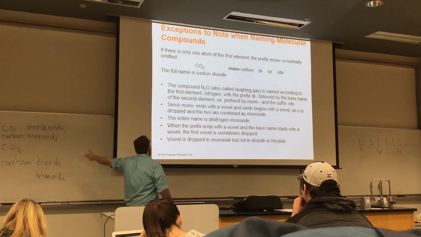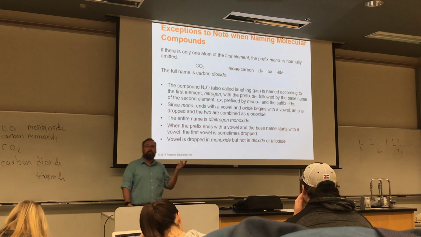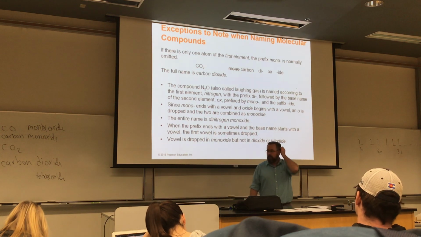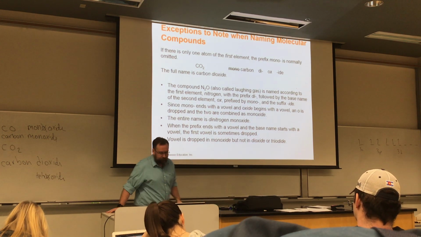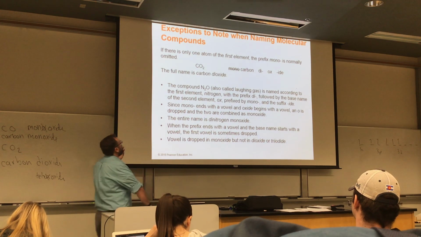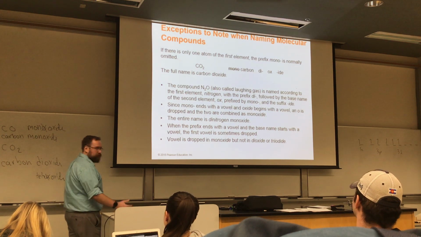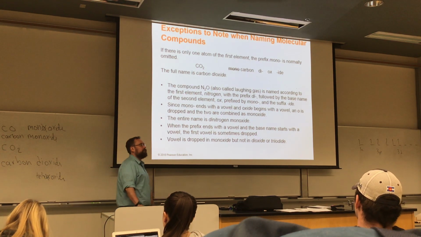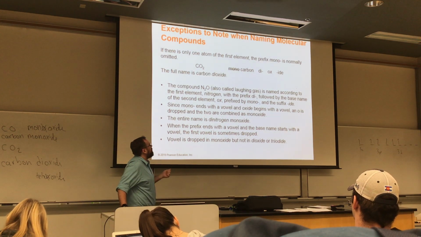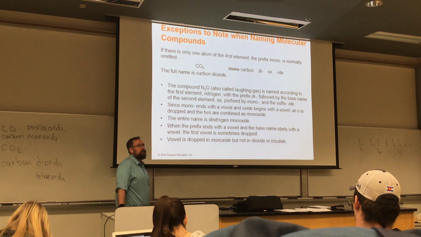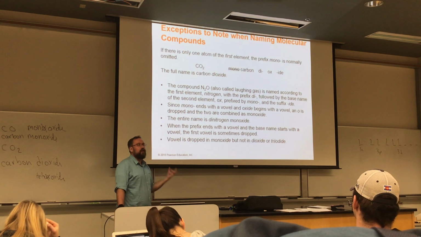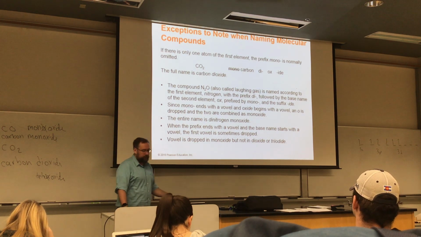So if there's only one of the first element, like in the case of our carbons, we don't need to include the mono, because there has to be at least one, otherwise we wouldn't say it. And then we always label how many come for the second part. So CO2, carbon dioxide. The second element always has the IDE ending, as it's generally the most electronegative element in our binary system, so it's going to have more than its fair share of the electrons.